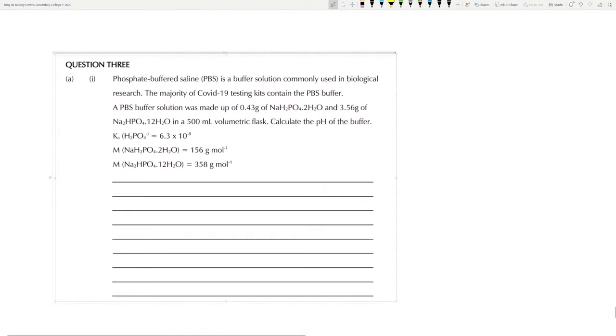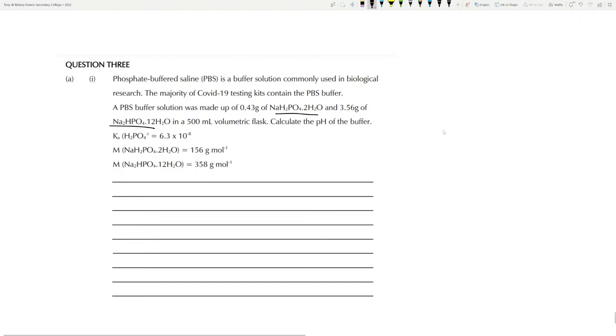All right, phosphate buffers. PBS is a buffer solution commonly used in labs. Okay, so calculating the pH of the buffer. So what are we adding? It's made up of this and this.